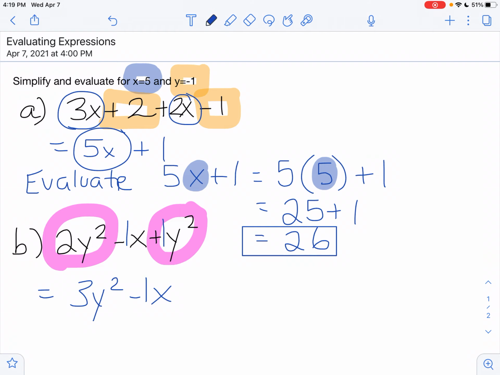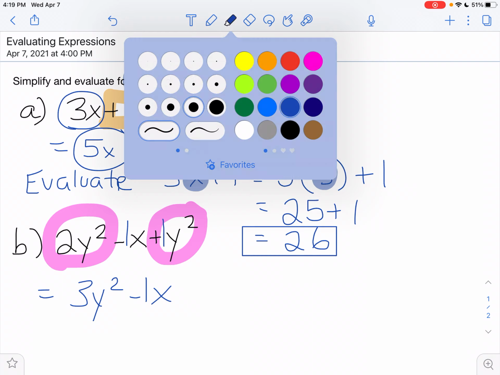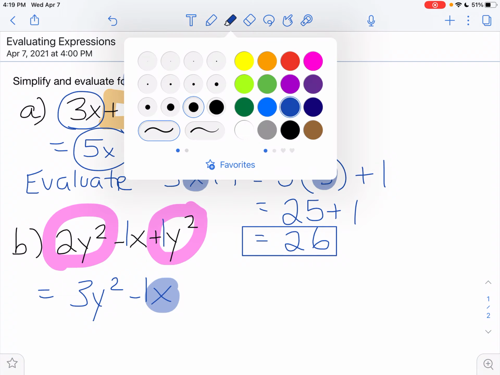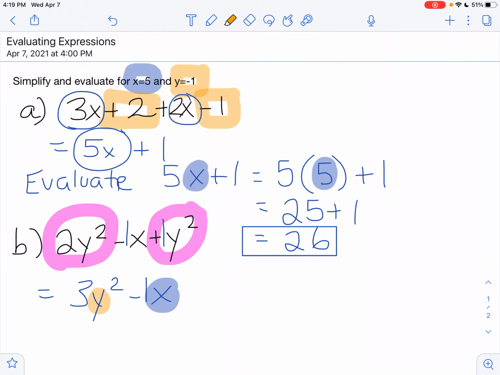Okay, now I'm ready to do some substitution where x equals 5. So we're going to take out the x and put a 5 in its place. And we have a y equals -1. So we're going to take out y and put in a -1 in its place. So we've got 3 times -1 squared. You'll notice the y went away and I put -1, its value, in its place, minus 1x, or just x.